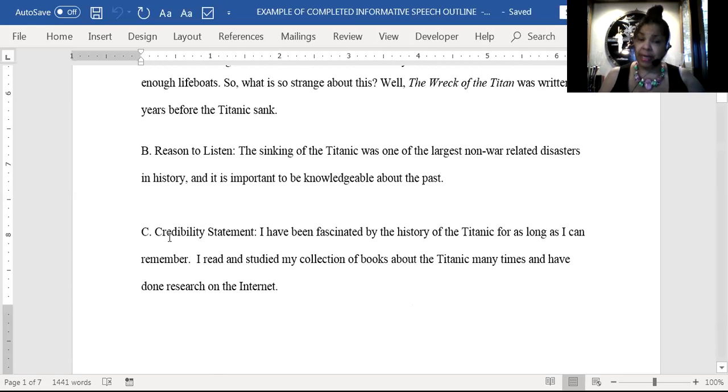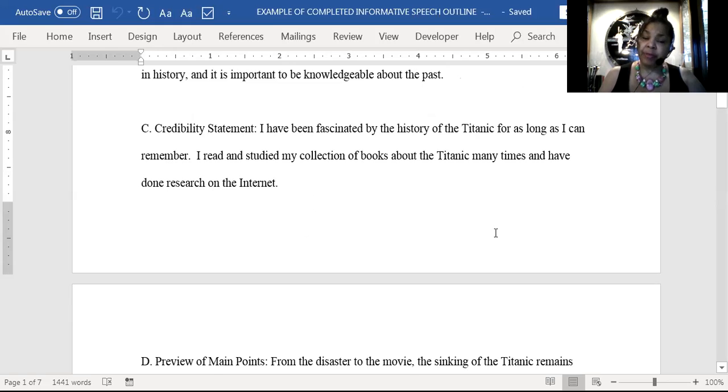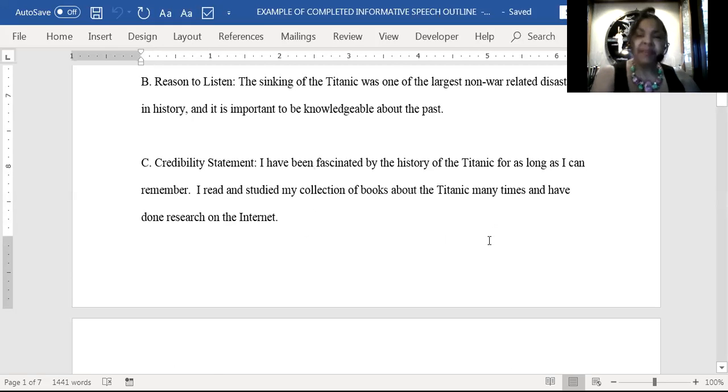C is credibility. Credibility is, why should people listen to you? And here she says, I have been fascinated with the history of the Titanic for as long as I can remember. I read and studied my collection of books about the Titanic many times and have done research on the internet. This is fine. However, it should be expanded.